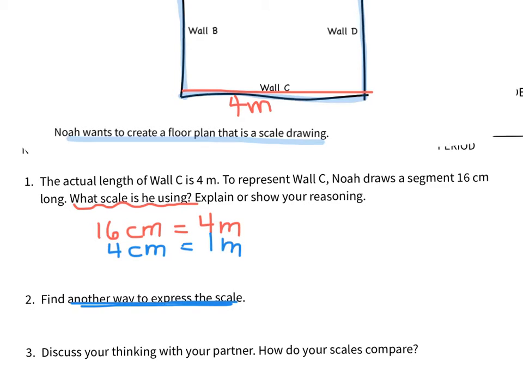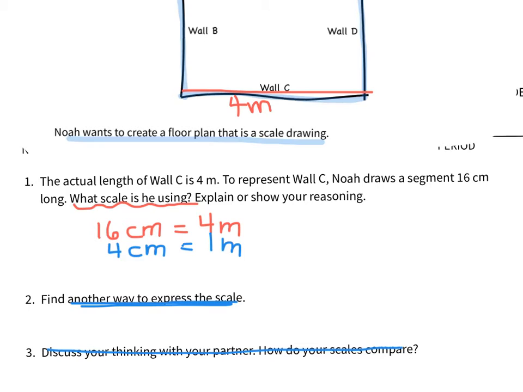Pause here, think of another way, maybe 2 different ways we could write that scale. Hit pause and answer the question. The next question says, discuss your thinking with your partner. How do your scales compare? You don't need to do that one because we are not together with a partner.